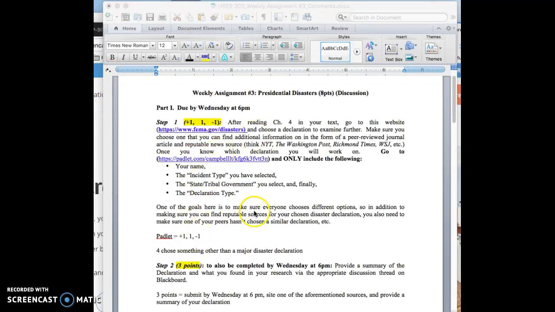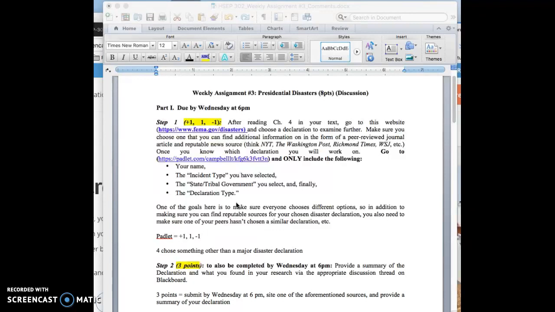So step one, you had to do the following: name, incident type, state, declaration type, posted on Pallet. So if you did, you got 1. If you didn't, you got -1. You got +1 if you posted a disaster that was a declaration type other than major disaster.